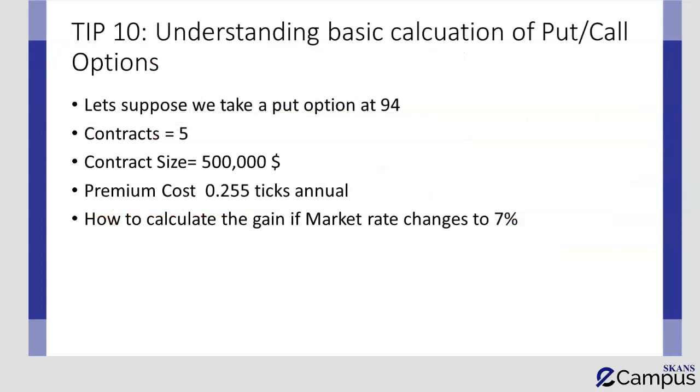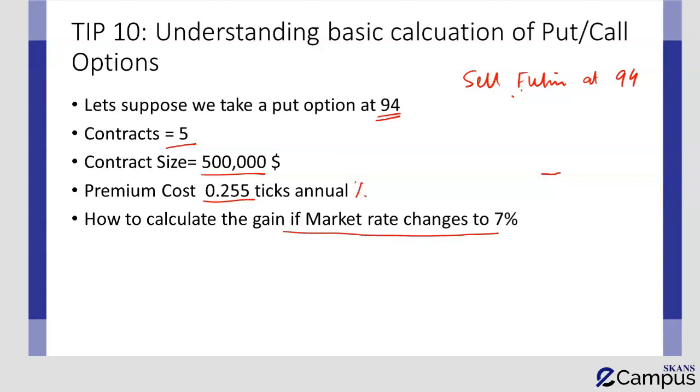So let's take an example to understand the basic calculation of put and call options, which are important. Let's suppose we have a put option at 94. If we have a put option at 94, what does that mean? That you have the option to sell a future, take a sell position in the future at a rate of 94. And let's say that we have 5 contracts. The contract size is $500,000 and the premium cost is 0.255 ticks annual percentage. If this is given, what will be the gain if the market rate changes to 7%?